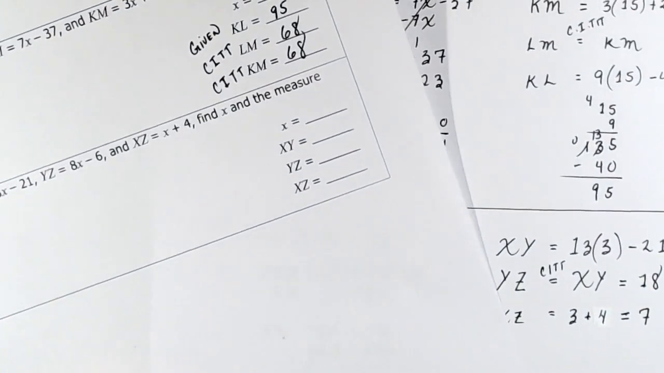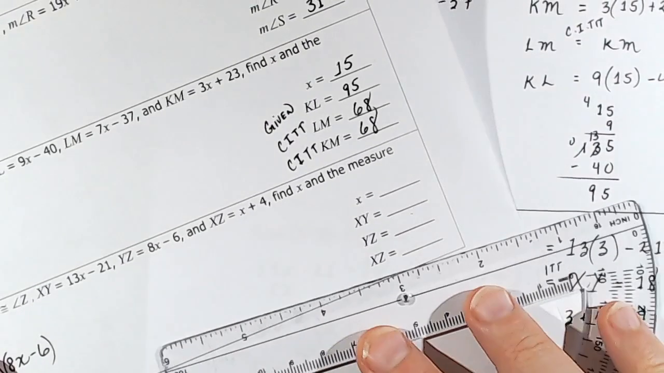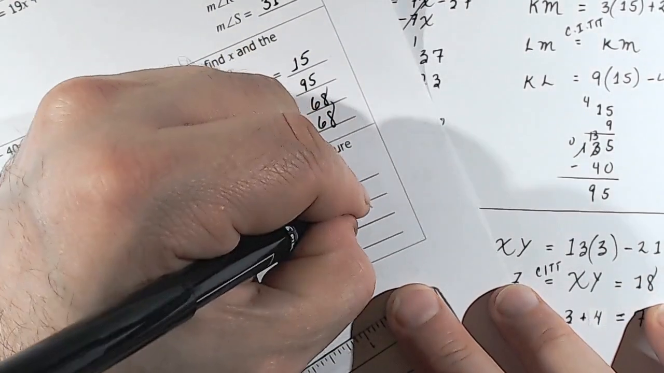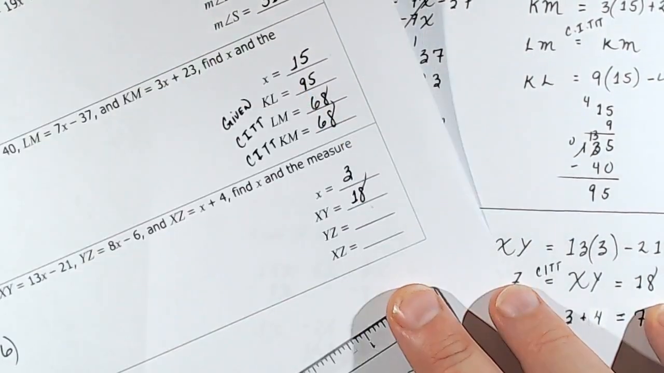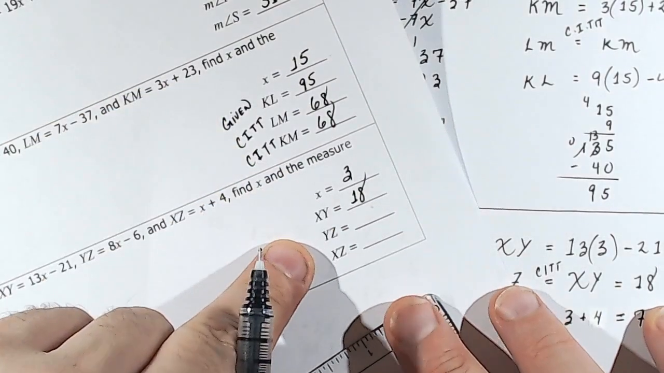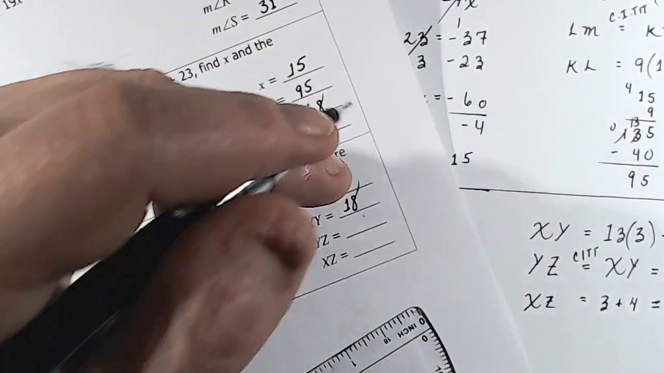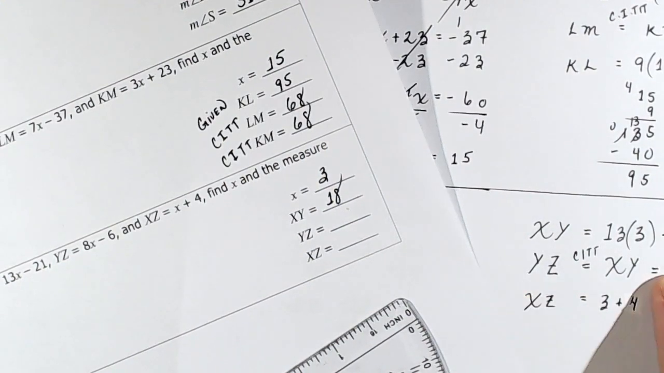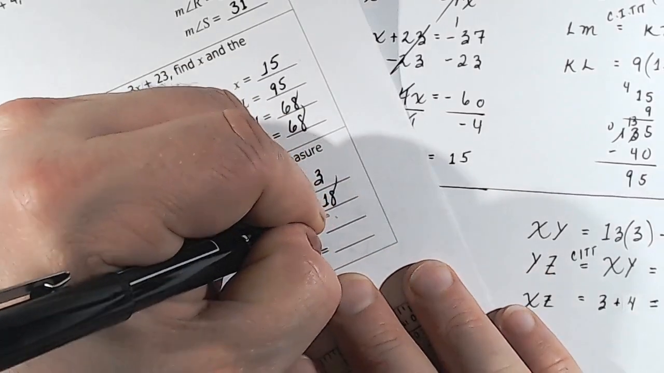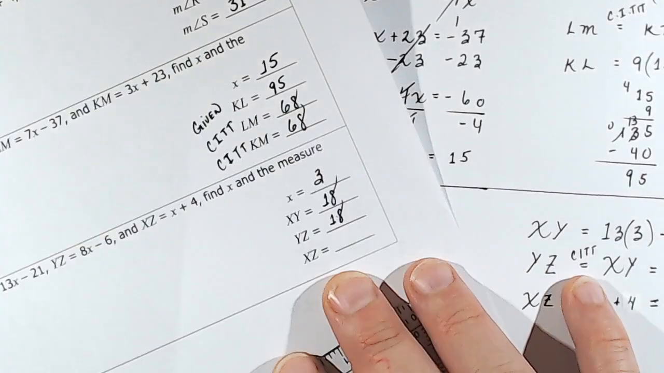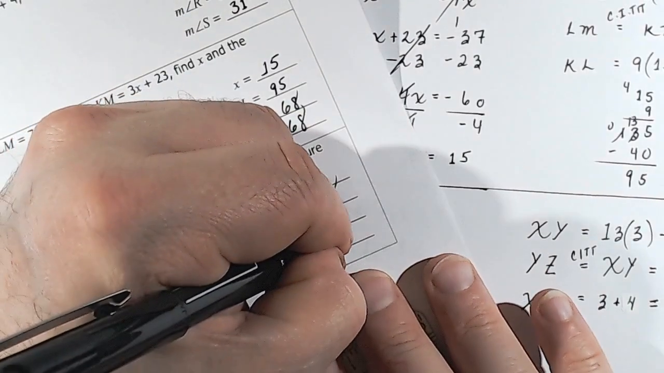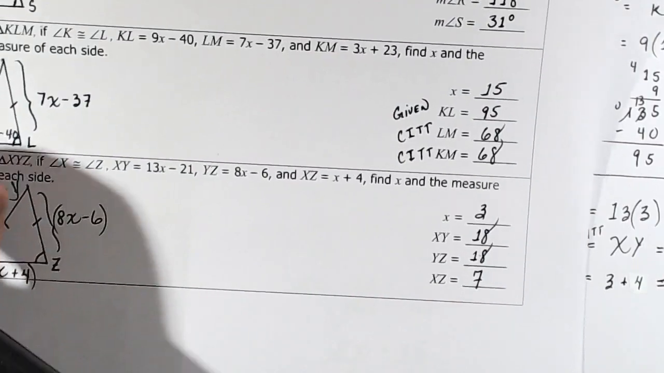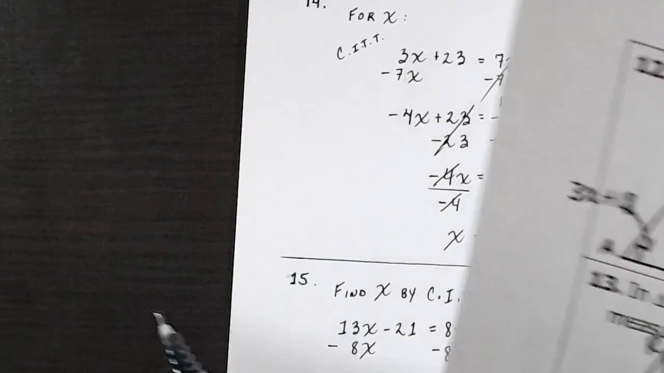So let's go back here and transfer our work. X was 3. XY is 18. YZ is equal to XY, so YZ is 18. And XZ is 7. There you go. And so these are all the answers to the homework.